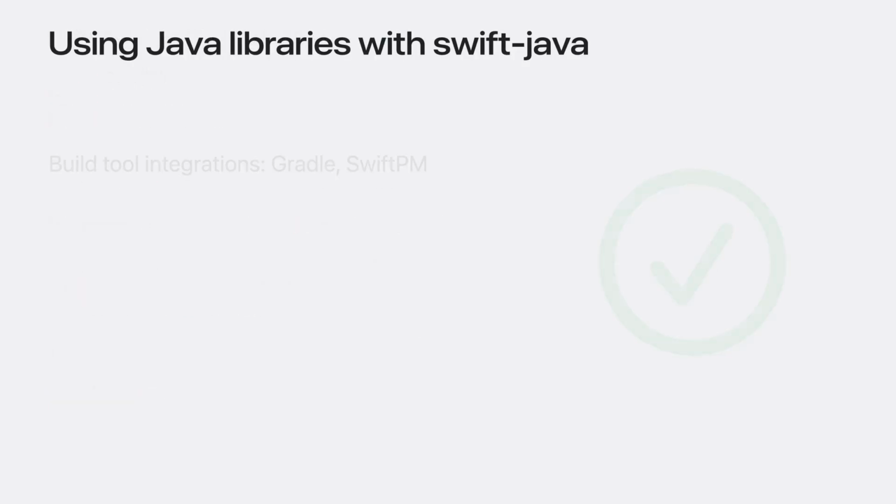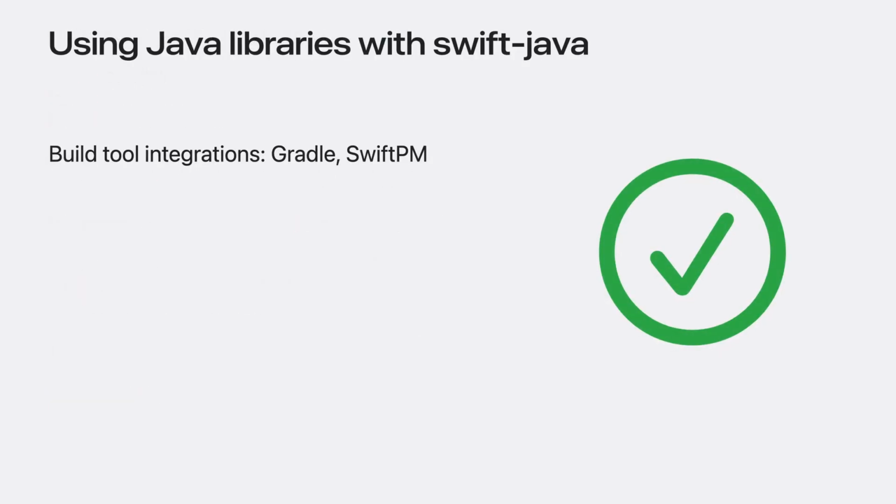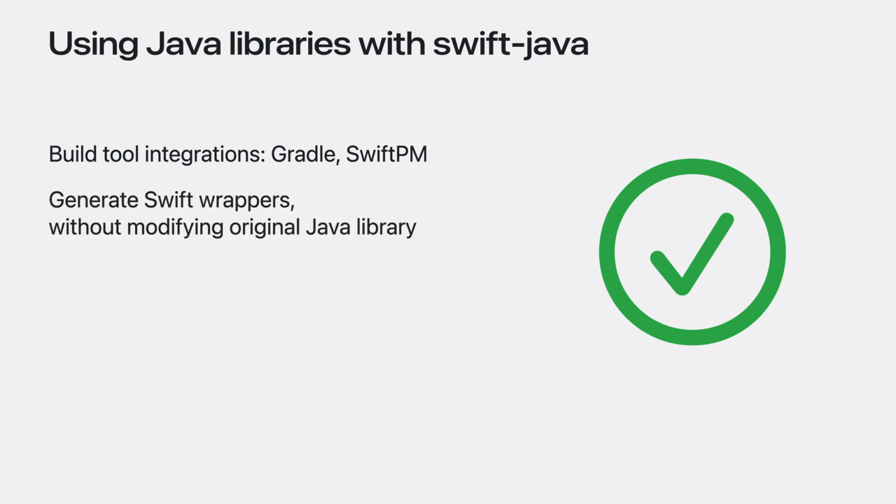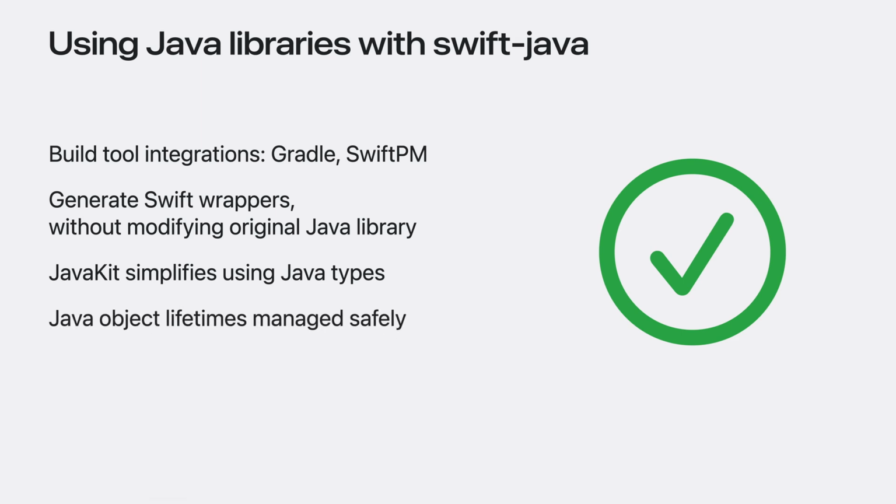We've learned how SwiftJava makes use of both Gradle and SwiftPM to provide a great user experience. We're able to import entire Java libraries without having to modify any of the Java sources. The source-generated Swift code makes use of JavaKit-provided JDK wrapper types and handles user-defined types seamlessly. JavaKit also simplifies lifetime management of Java objects by promoting references to Java objects to global references when necessary.